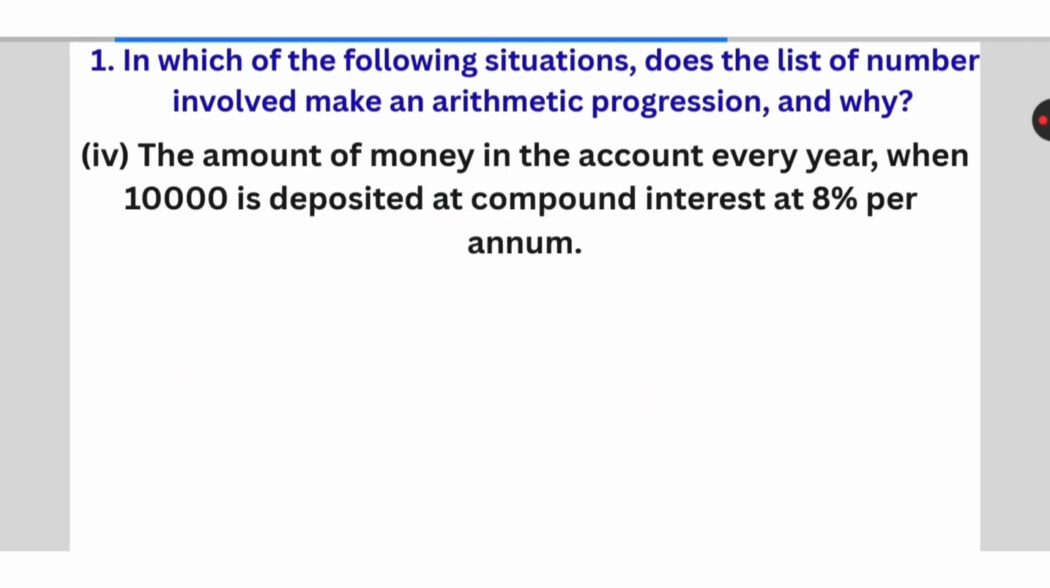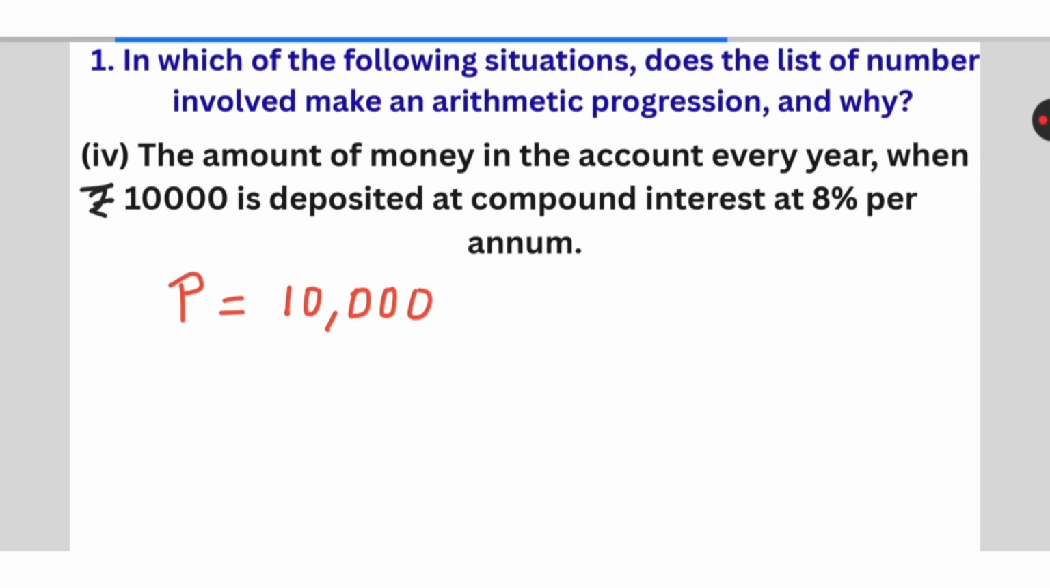Let's see the next question. The amount of money in the account every year when 10,000 rupees is deposited at compound interest at 8% per annum. So that is the given statement. How can you convert this statement into a sequence? Let's see what they said. So when they deposited 10,000 rupees, that is our initial principal, isn't it? Here the principal is 10,000 rupees.